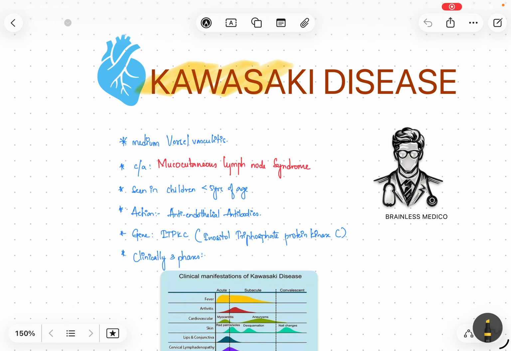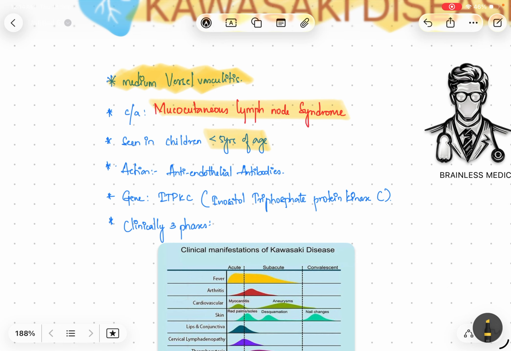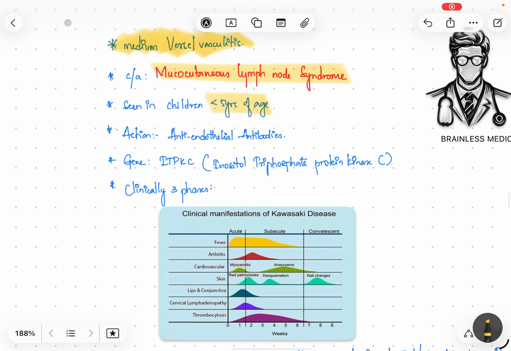Okay, Kawasaki disease. It is a medium vessel vasculitis, also called mucocutaneous lymph node syndrome, seen in children under 5 years of age. It is seen only in children. It is due to anti-endothelial antibodies. The gene involved is ITPKC. You can see the full form. Pause the video and write down the full form.